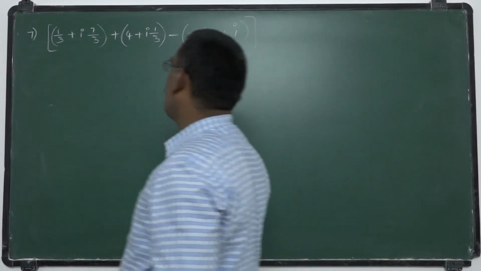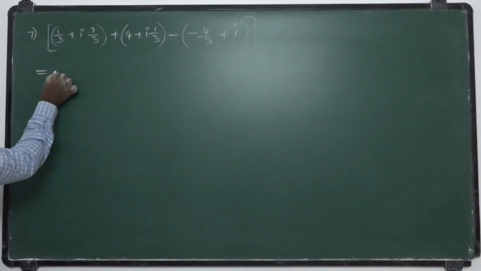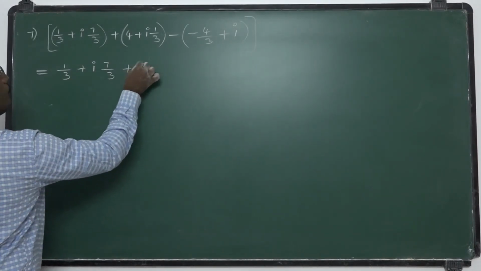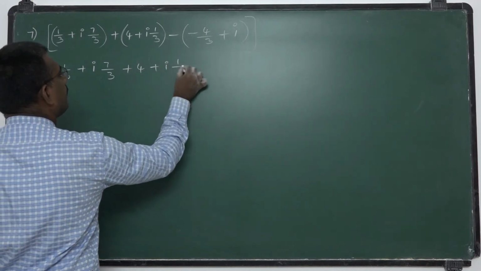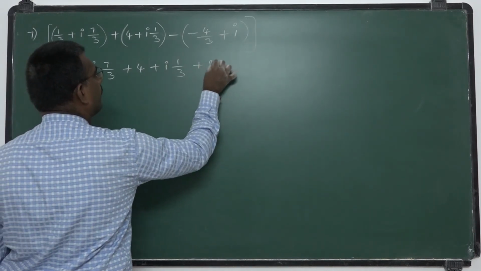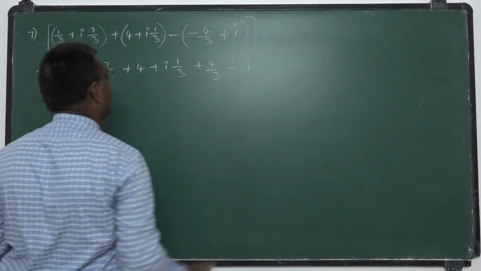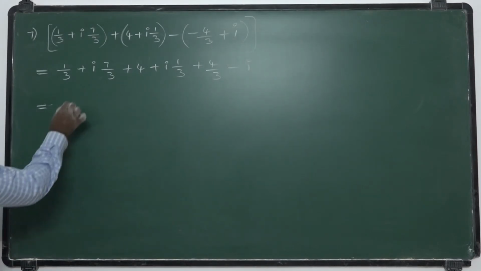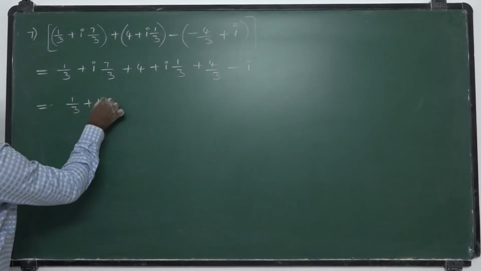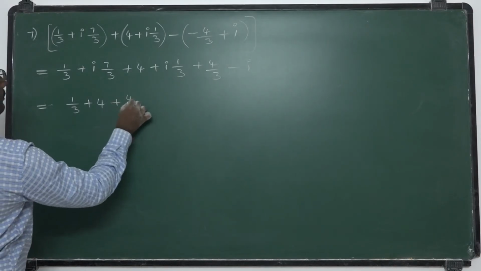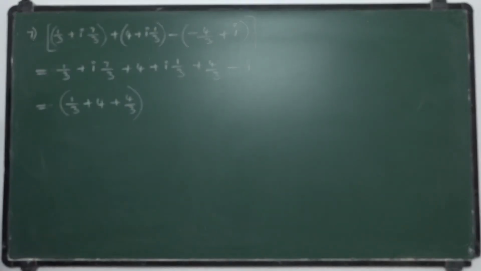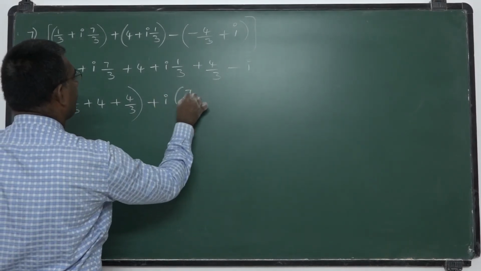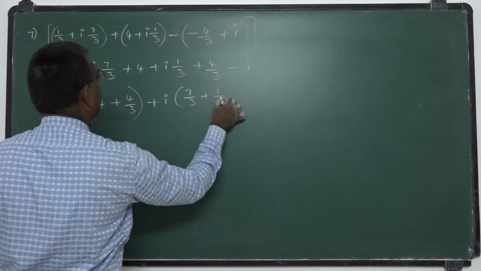Just simplifying this, you get the answer. So that is equal to 1 by 3 plus i into 7 by 3 plus 4 plus i into 1 by 3. So minus into minus, plus 4 by 3 minus i. So I am going to write all the real numbers at one place, 1 by 3 plus 4 by 3. And taking i in common from the imaginary numbers, plus i of 7 by 3 plus 1 by 3 minus 1.